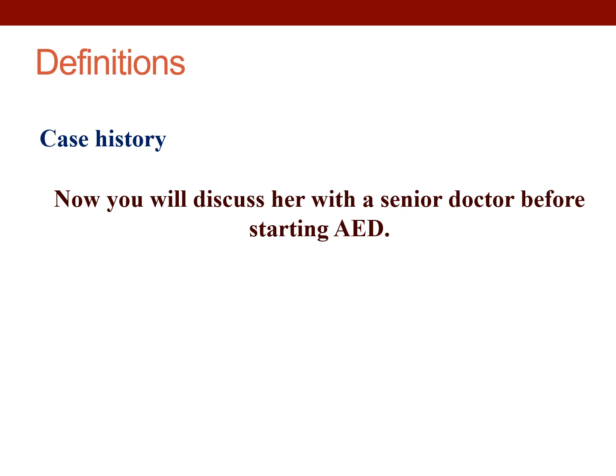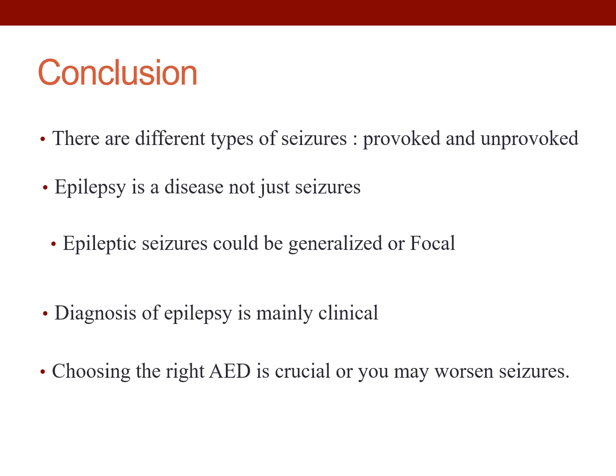Okay? So in conclusion, there are different types of seizure, provoked and unprovoked. Epilepsy is a disease, not just seizure. Epileptic seizure could be generalized or focal. Diagnosis of epilepsy is mainly clinical, and choosing the right anti-epileptic medication is crucial for you because it may worsen the seizures.